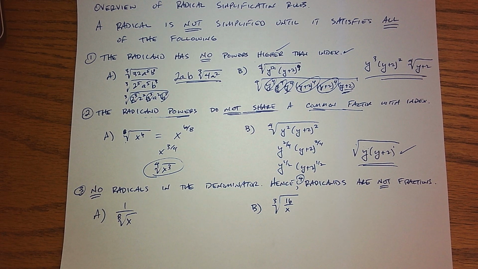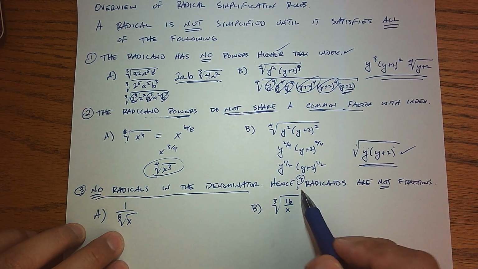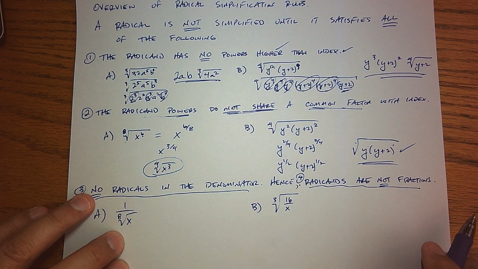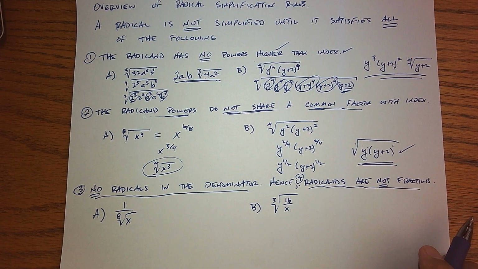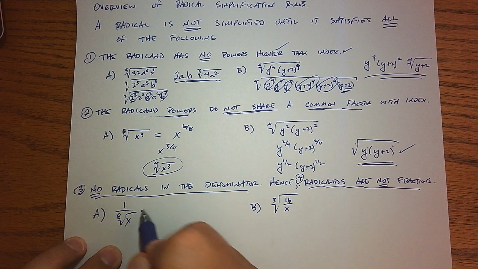Of course, what we have learned in this particular section is that no radicals can be in the denominator, and that kind of creates a fourth rule, which means none of our radicands can be fractions. And so we actually kind of have a twofer there, although I'll split them up. So this guy is not simplified because there is a radical down in the denominator. So we need to simplify it by rationalizing it.